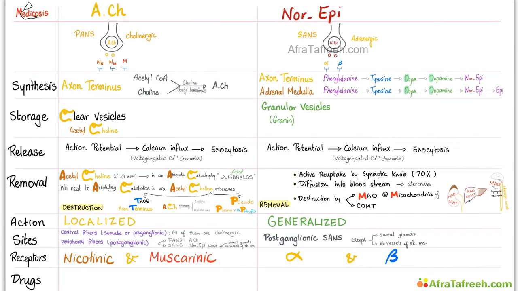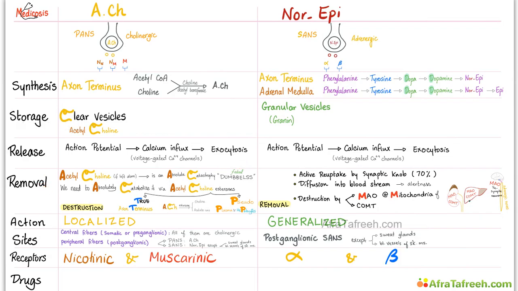How do you make norepinephrine? Same story, same song. Phenylalanine, tyrosine, dopamine, norepinephrine. If you are in the nerve terminus, stop. If you are in the medulla, continue to epinephrine. To release acetylcholine or norepinephrine, you need an action potential. You need sodium to come in, calcium to come in, exocytosis, and rupture of the vesicle.